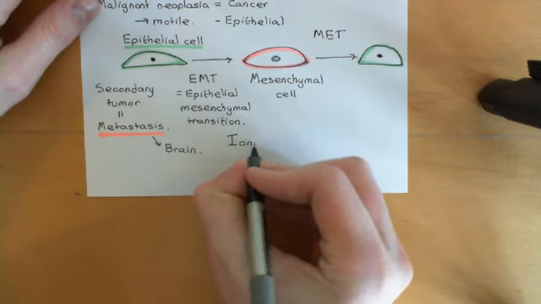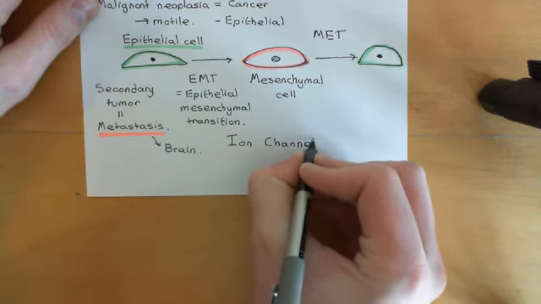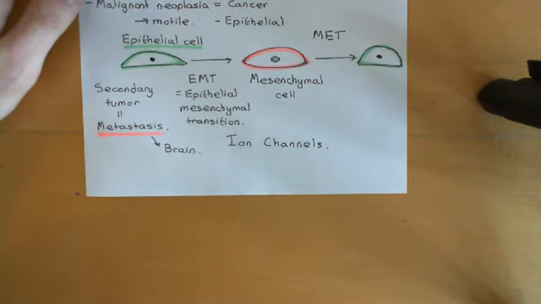Well, the first reason that we have to suspect that ion channels are involved in cancer is that when you look at cancer cells, the ion channel expression profiles are extremely dysregulated. They have extremely aberrant expressions of ion channels that are not normal.